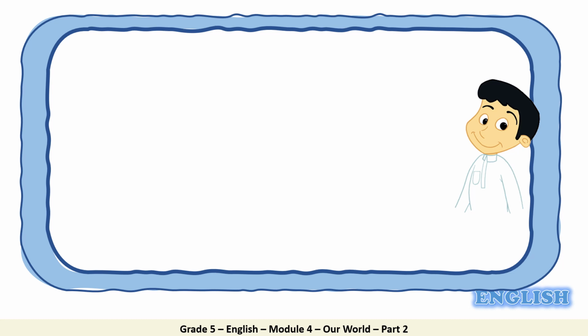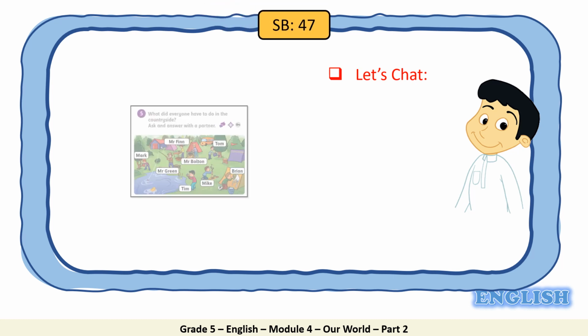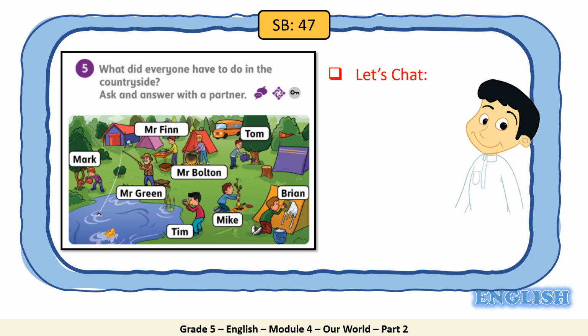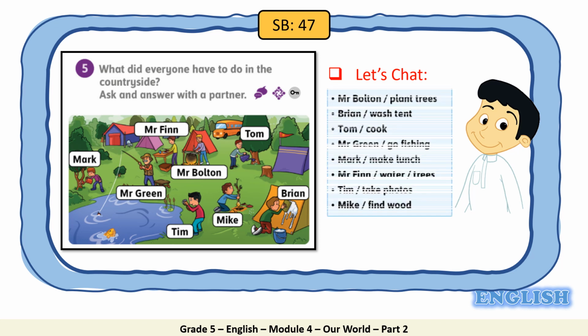Do you know what time it is now? It's time for us to chat. Open your student book, page 47, exercise number 5. In this picture, you can see many people. Mark, Mr. Green, Tom, and the other guys. They were in the countryside. I want you to take a look at the picture and tell me what they had to do or didn't have to do when they were there. You can use the ideas in the blue box. For example, take a look at Tim. Tim didn't have to cook. He had to take photos.